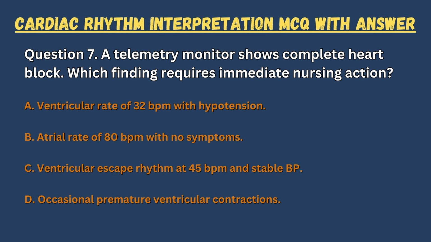Question 7. A telemetry monitor shows complete heart block. Which finding requires immediate nursing action? A. Ventricular rate of 32 BPM with hypotension. B. Atrial rate of 80 BPM with no symptoms. C. Ventricular escape rhythm at 45 BPM and stable BP. D. Occasional premature ventricular contractions.